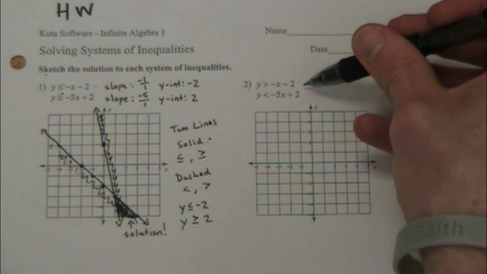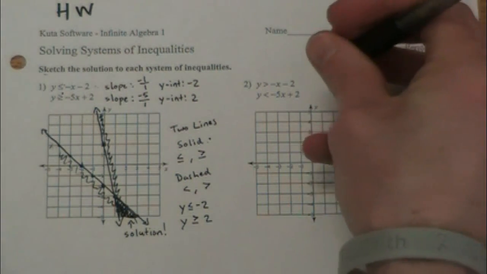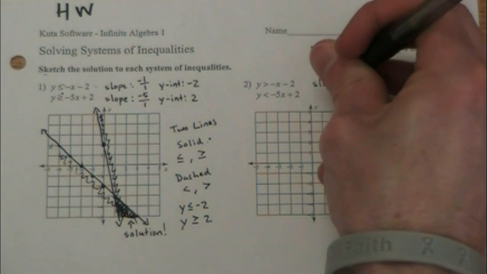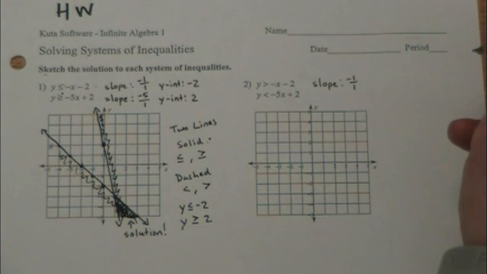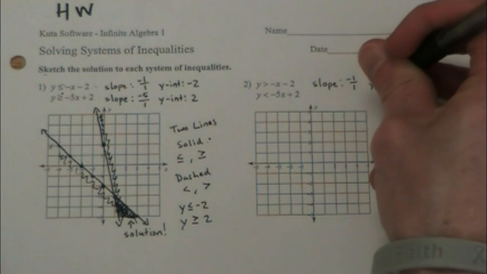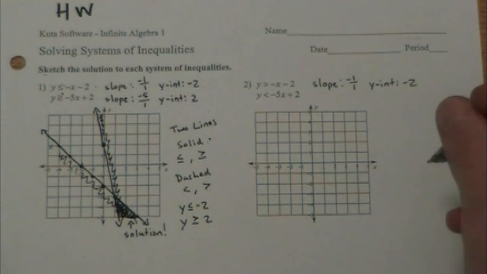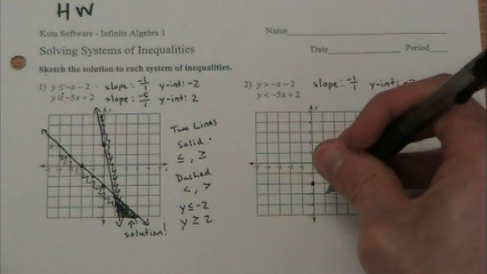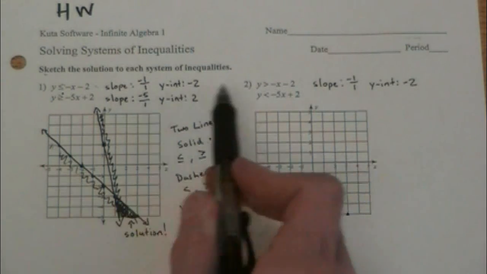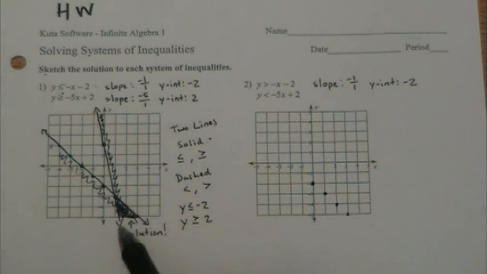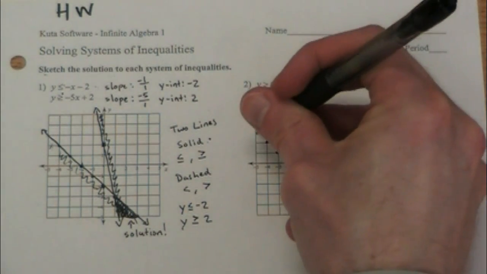Now we're going to look at problem 2. Notice that these two equations are pretty much the same thing, except the only slight difference is the inequality symbols. The slope, again, for the first equation is negative 1 over 1. And then you got your y-intercept of negative 2. Again, it's the same equation as in the last one. So we're going to go down to negative 2. We're going to make our points going down 1, right 1, and you're going to go up 1, left 1. And again, it's the same line. You can go up 1, left 1.